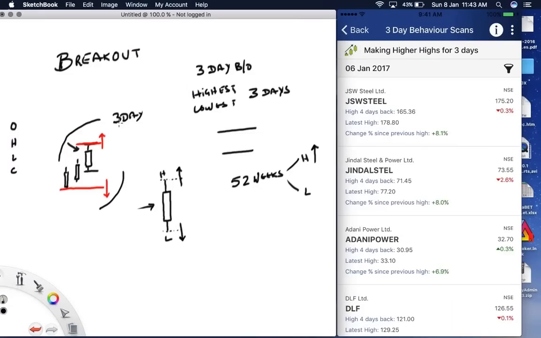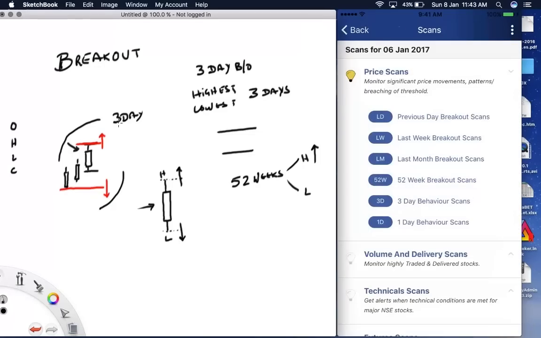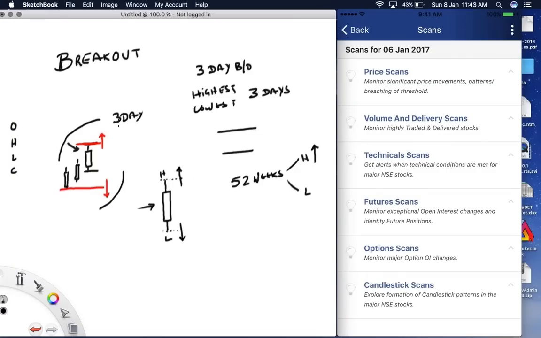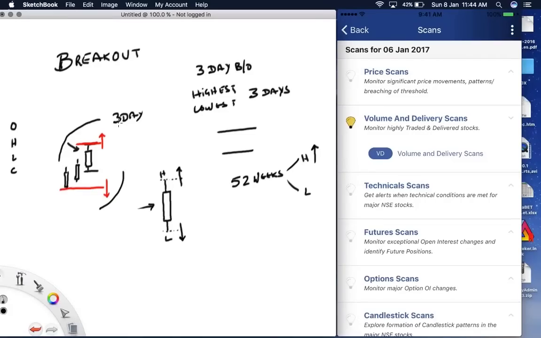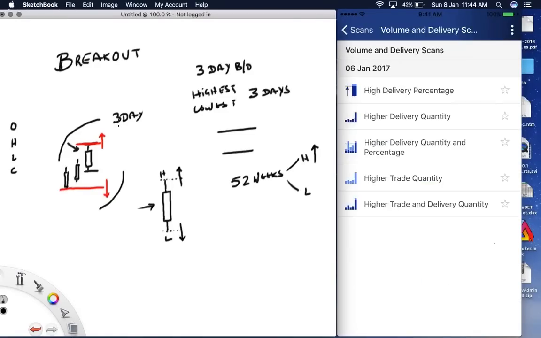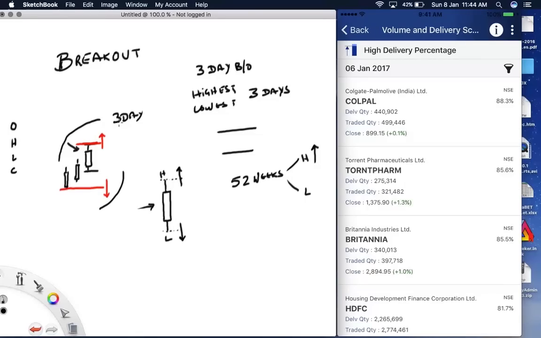Now, if I come to the volume and delivery scans, I have a section for volume and delivery scans. Over here, I have 5 different types of scans, including high delivery percentage. Now, mind you, especially for Kuber and the rest of us who have joined, for whom this is new or completely new, let's say high delivery percentage. What does that mean, right? If you want to know about that, most of our stuff will have a small I, the alphabet small I, at the top, circled in white.